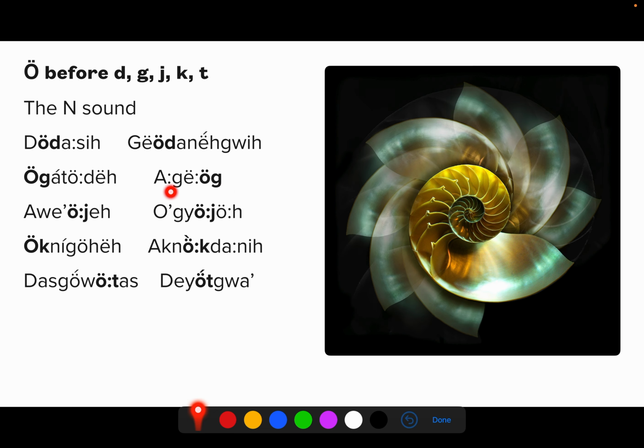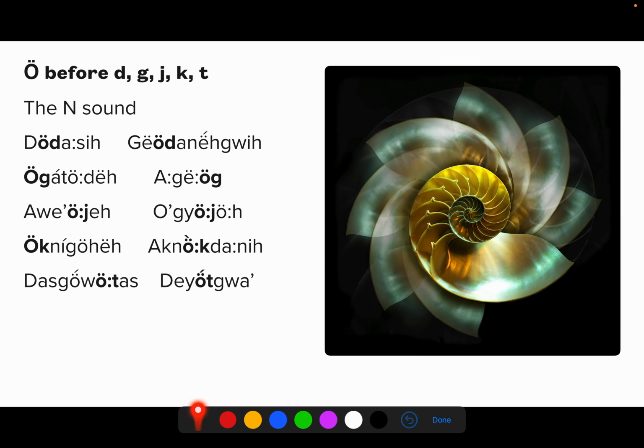Ageong, like it shouldn't be that way. Aweonje, that's like, it doesn't matter. Leave it alone, let it be. Kind of like, don't worry about it. Before J: o gyonjon, it's snowing. Onknigohe, I forgot.